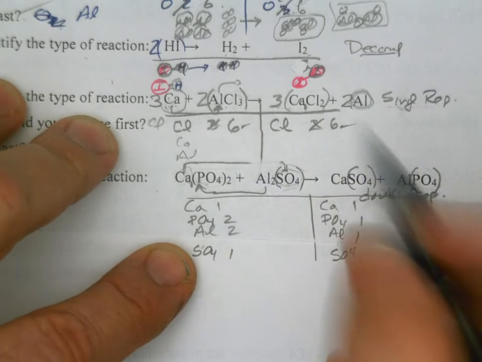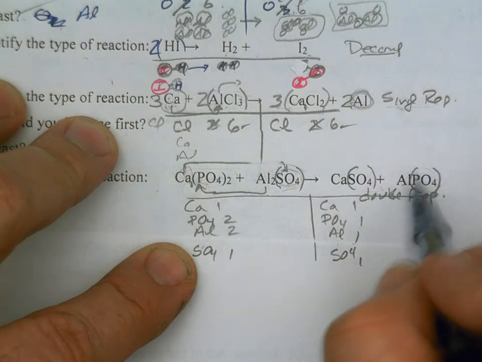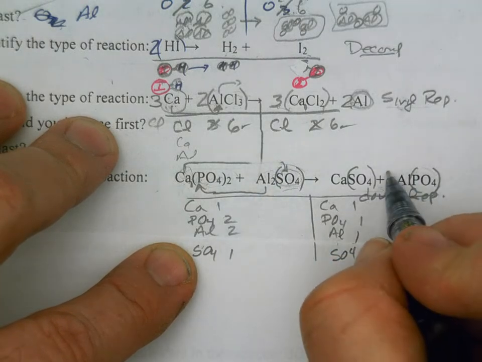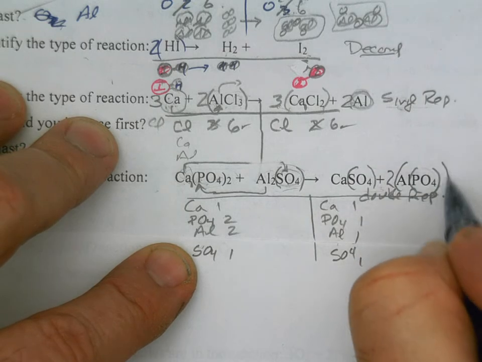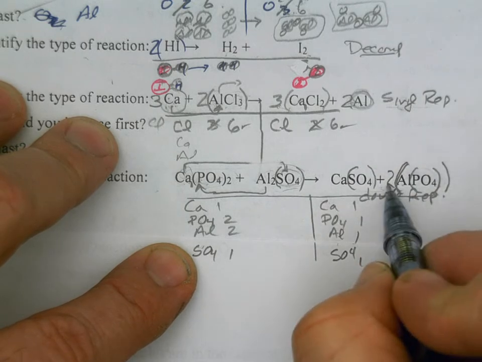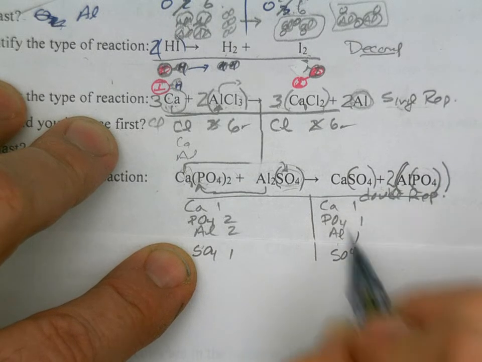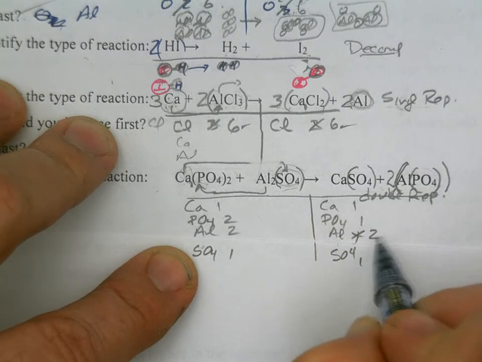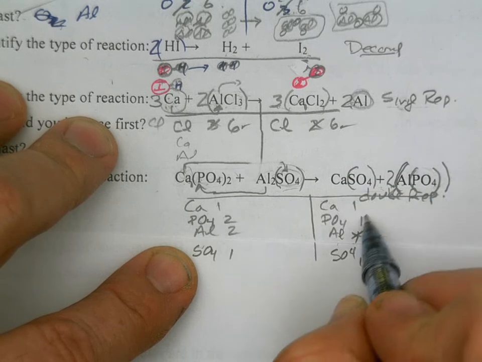So since we have 2 aluminums over here, we definitely know we're going to need 2 over there. So I'm going to go ahead and put coefficient 2 here. And if it helps you, I'm going to put a big pair of parentheses out here, because now we've got 2 of these aluminum phosphates, which means we've got 2 aluminums now. And now we've got 2 of the phosphates, the PO4s.